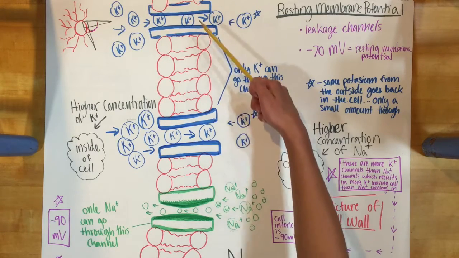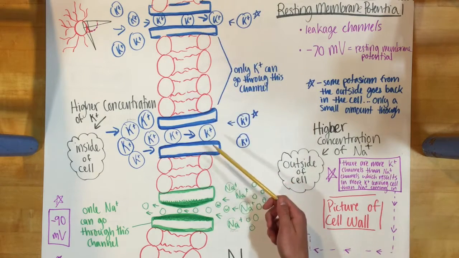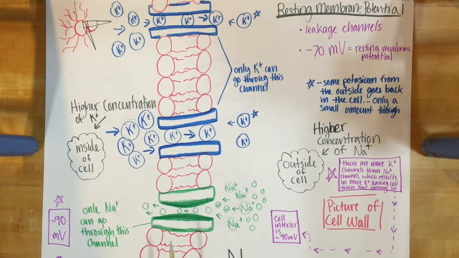This is the cell membrane, and on the cell membrane, we have many potassium leakage channels and a few sodium leakage channels. The way resting membrane potential works is that the potassium on the inside of the cell slowly leaks to the outside because all ions like to go against their concentration gradient.